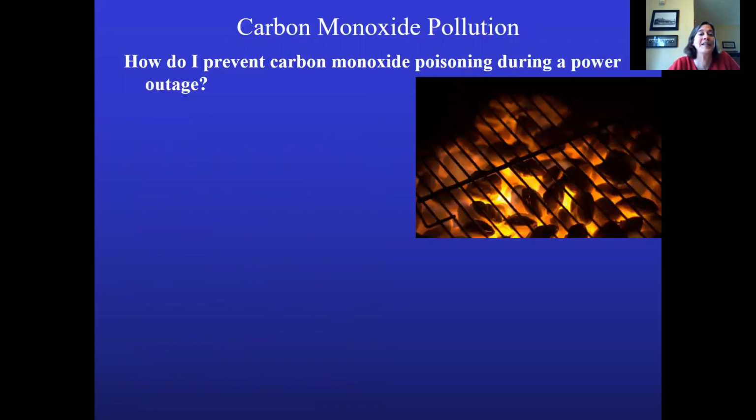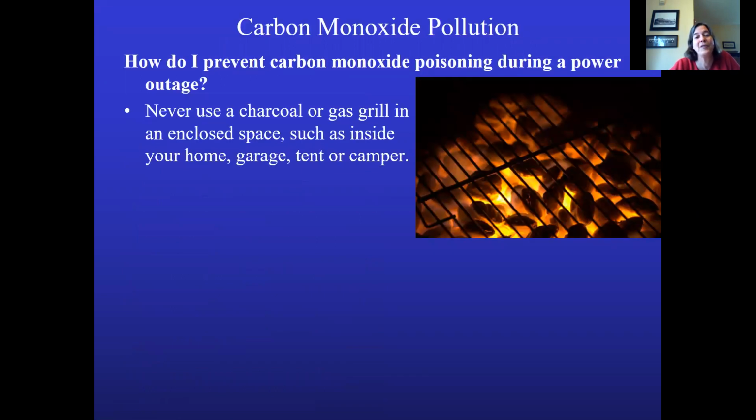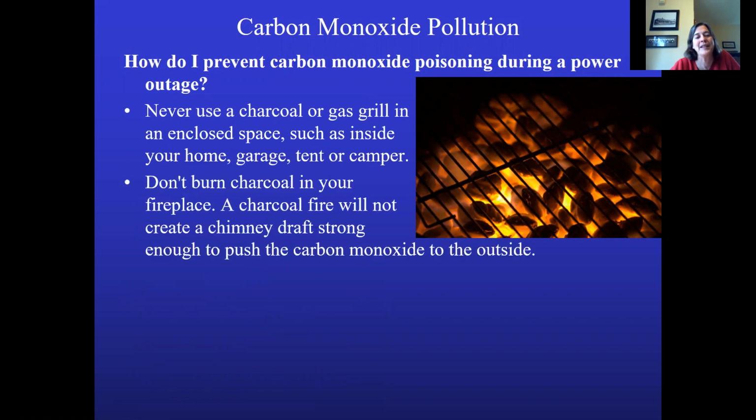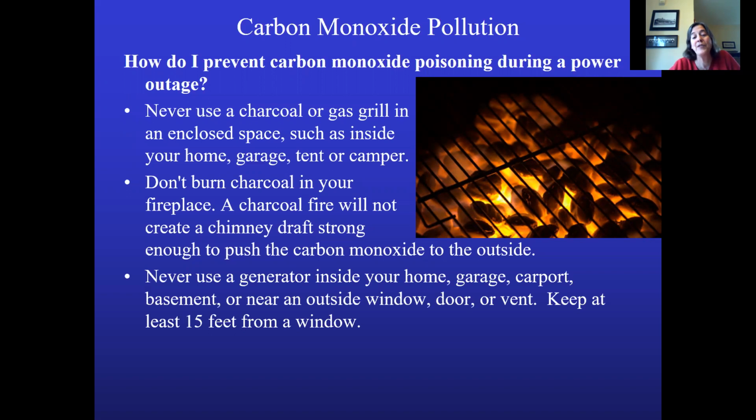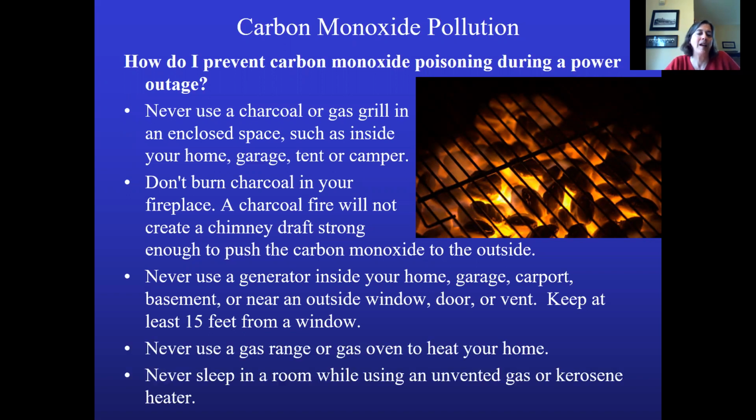All right, so how can you prevent it? Never use a charcoal or gas grill inside. People tend to do this when the heat goes out, and that's not a good idea. Don't burn charcoal in your fireplace. If you do burn any kind of wood fire, make sure that you have your flue open and you get a good draft. And then never use a generator inside your home. Again, these things tend to happen when the power goes out for extended periods. And never use a gas range or gas oven to heat your home. And never sleep in a room with an unvented gas or kerosene heater.